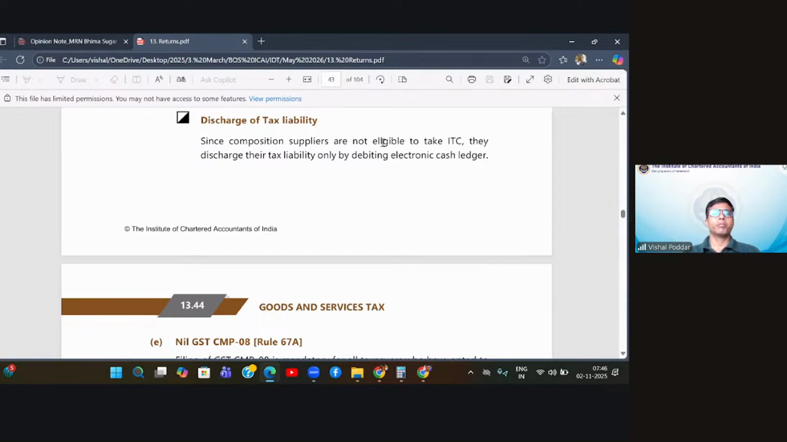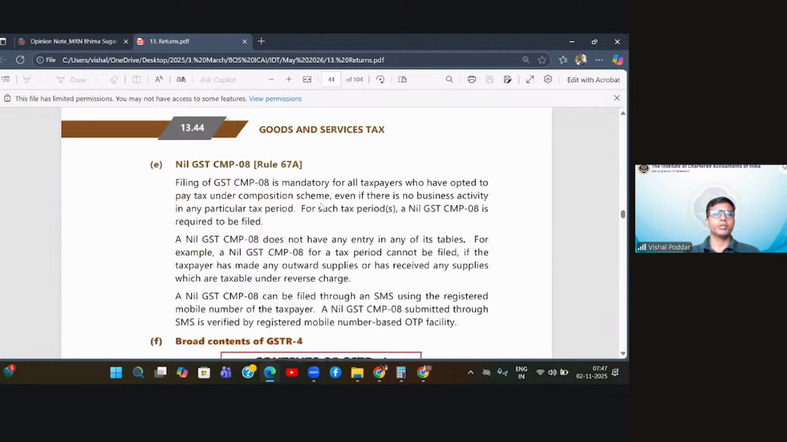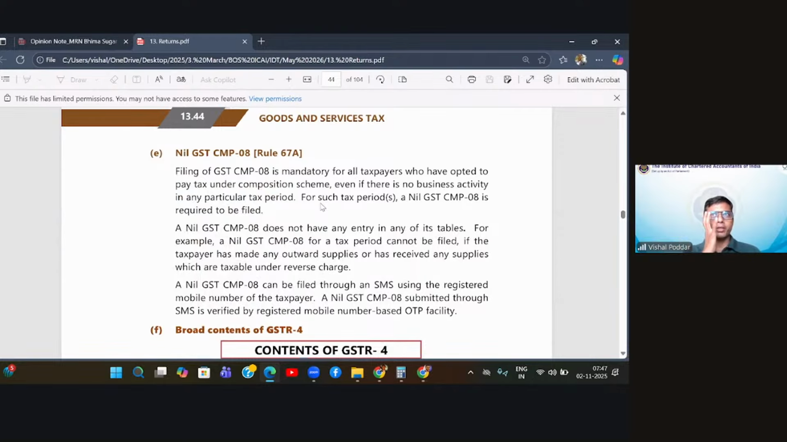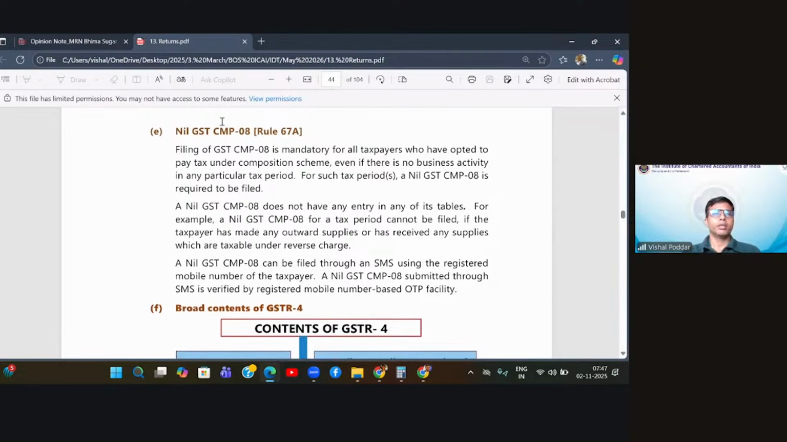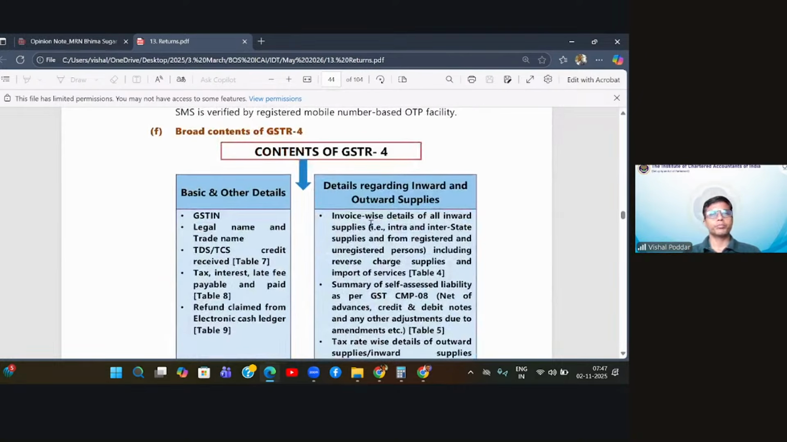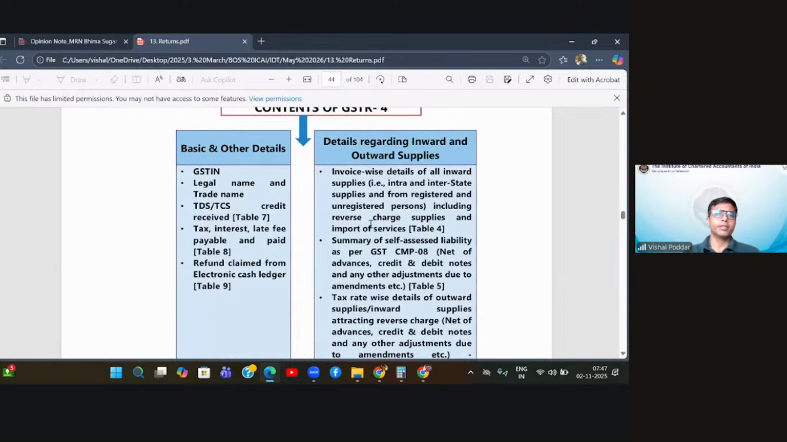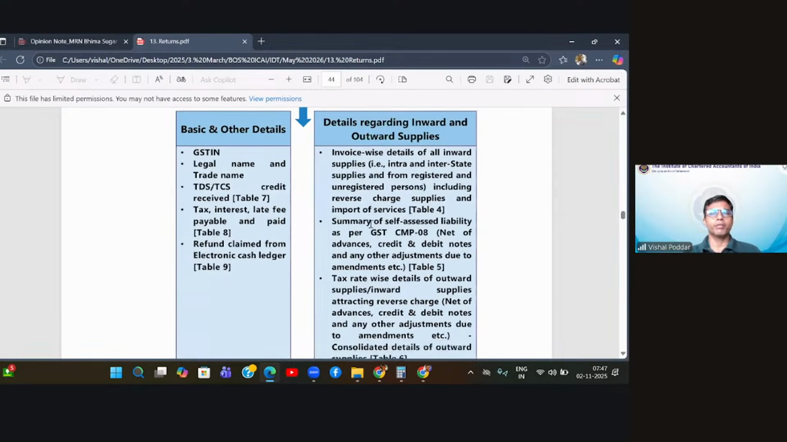Discharge of tax liability: composition dealers are not eligible to take ITC, so they discharge their tax liability only by using the cash ledger. Since they are not eligible to take ITC, there is no question of utilizing ITC or the credit ledger while making the payment. Again, nil CMP-08 can be filed through SMS from your registered mobile number. And then these are the details that will appear in your GSTR-4.